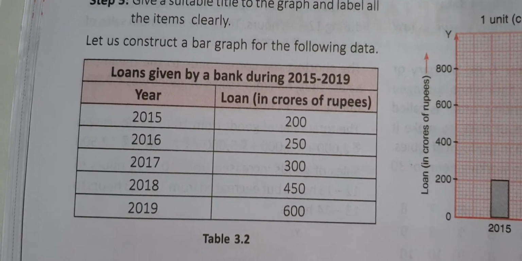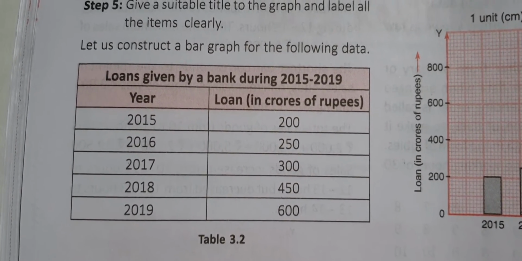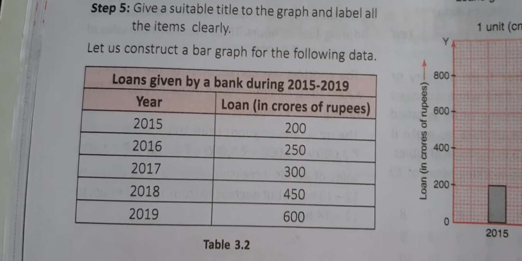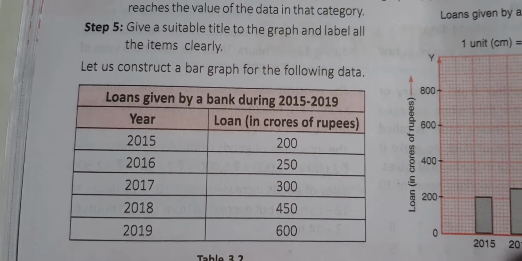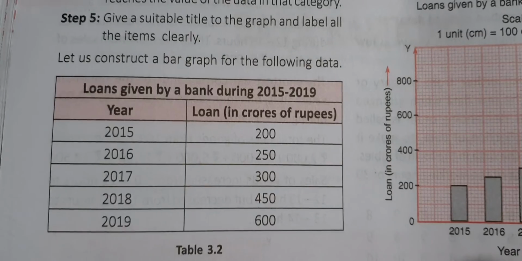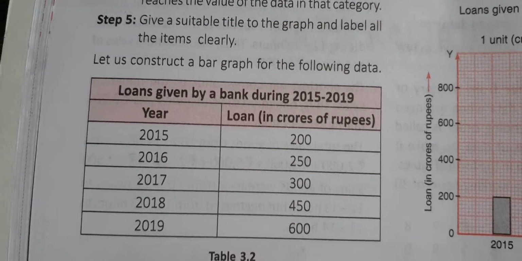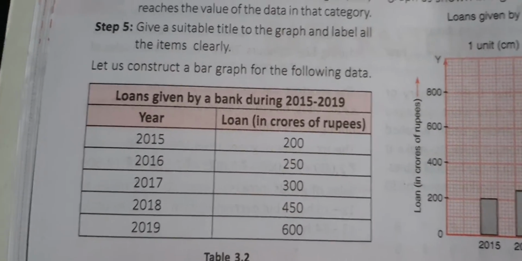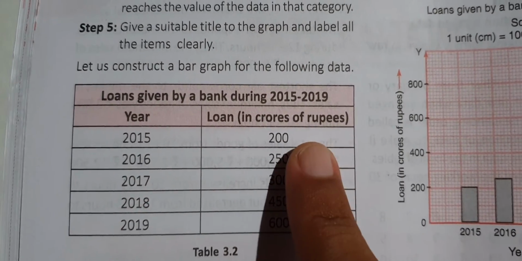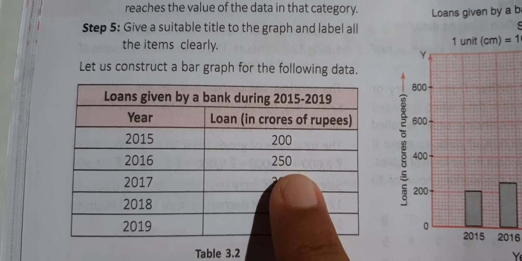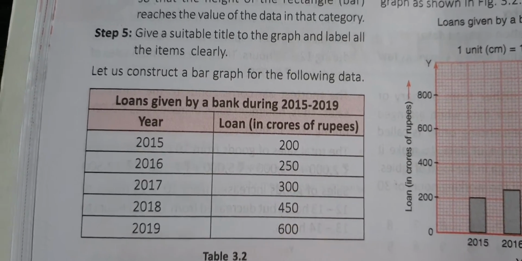Look here, if we take a 1 centimeter measurement, we cannot draw the graph properly. That's why first we have to suppose a scale. Any scale we can suppose. Now, what scale will we suppose? On the x-axis the information given is 2015, 16, 17, 18, 19, and the loan information will be represented on the y-axis. So on the y-axis we have to suppose a scale.